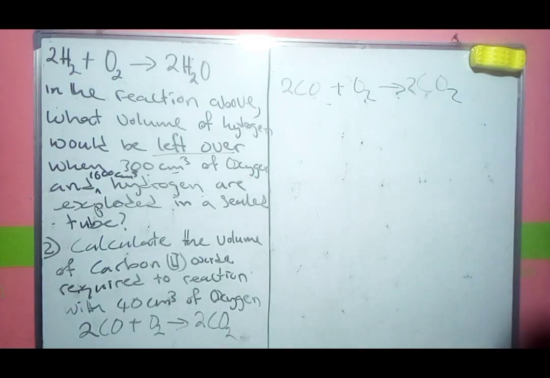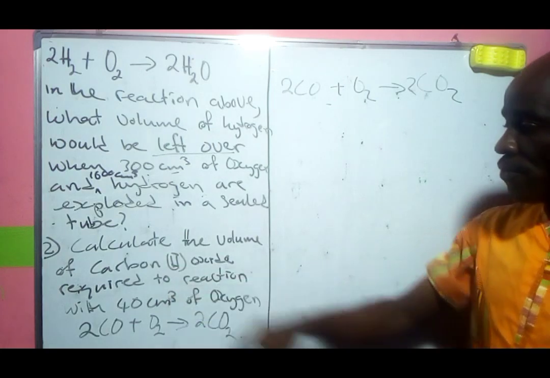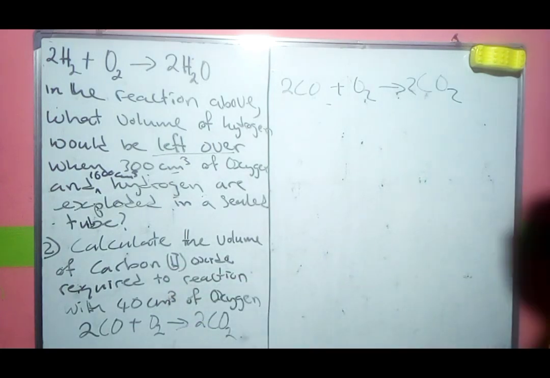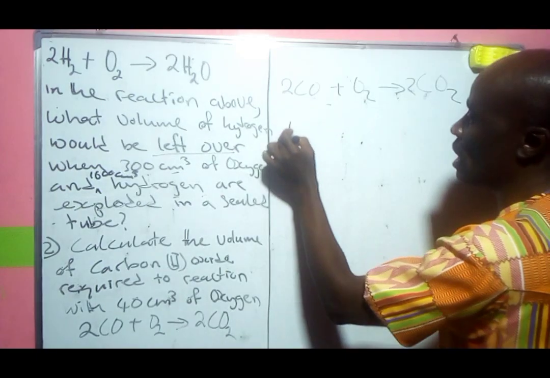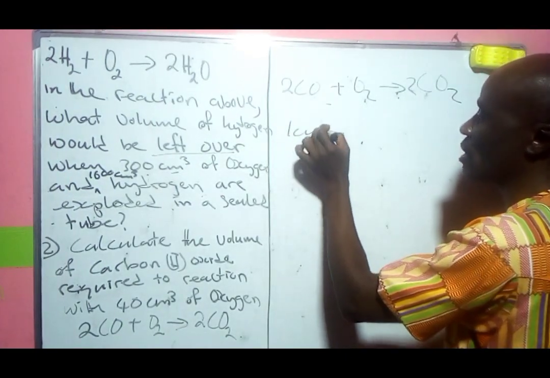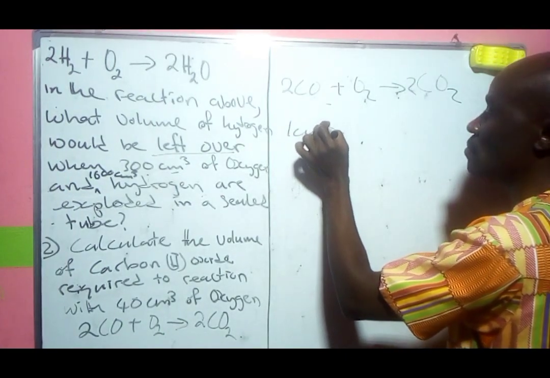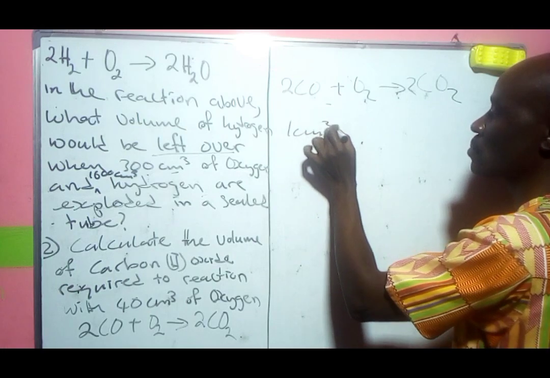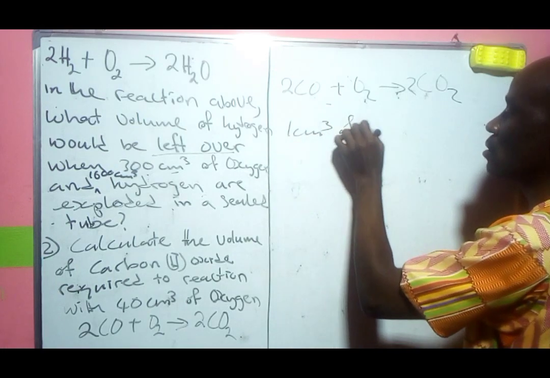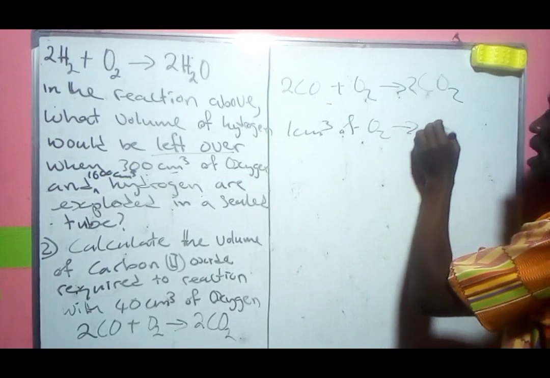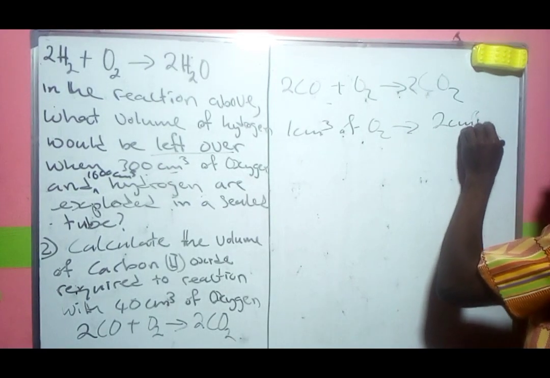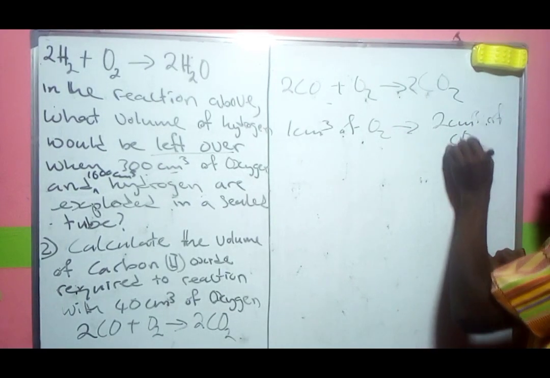So from this chemical equation, we notice that we are also looking for the same volume of carbon 4 that will react. Now we are looking for the volume of carbon 4, but we know that from this balanced equation, we have 1 cm cube of what? Oxygen will require 2 cm cube of what? Carbon 2.